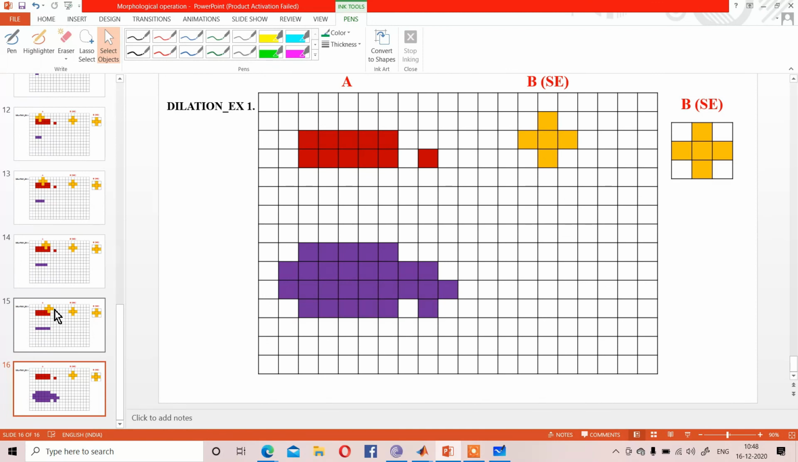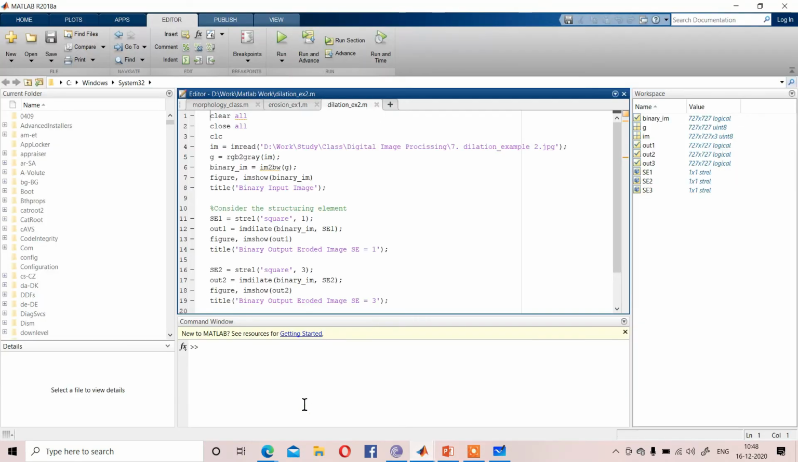Clear what is happening in the dilation? In dilation we are adding pixels, just opposite to erosion. In erosion we are removing the pixels, in dilation we are adding pixels. I am showing you one result, then it will be more clear. So that is your dilation.